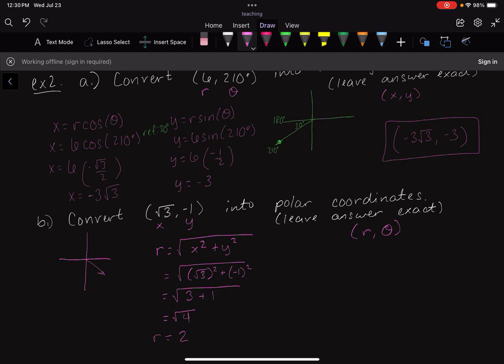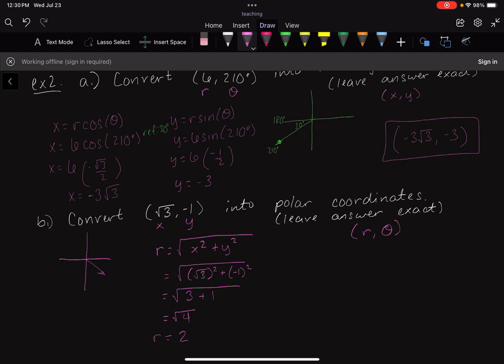Then I can go get theta. Now, with theta, I can use a few different trig functions to go get it. I can use sine, cosine, or tangent. Here's where we have to be careful though. If we use cosine for this, it's going to give us an answer in quadrant 1, and we're going to have to force it to be in quadrant 4.